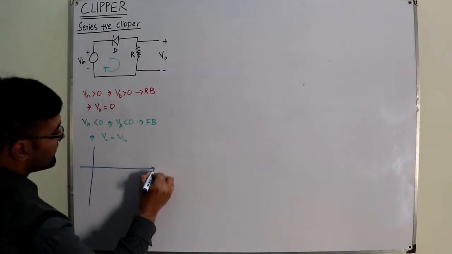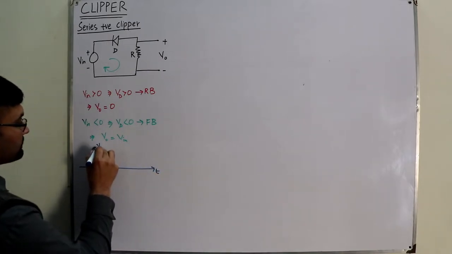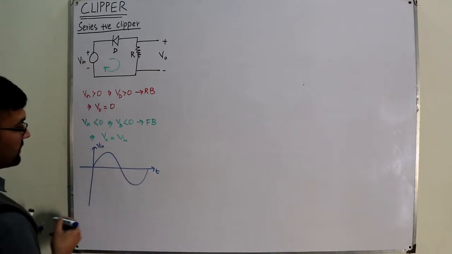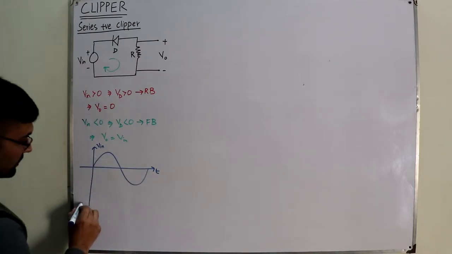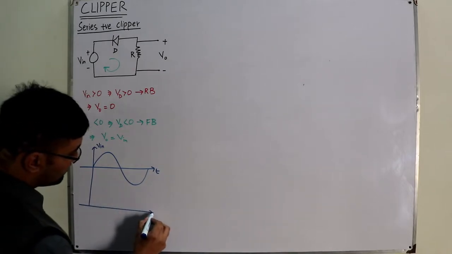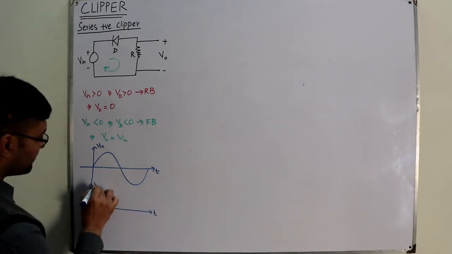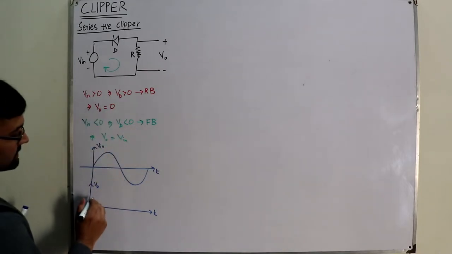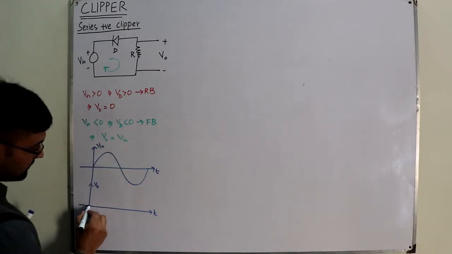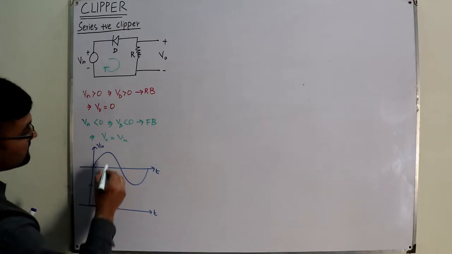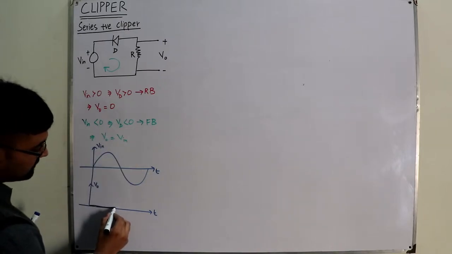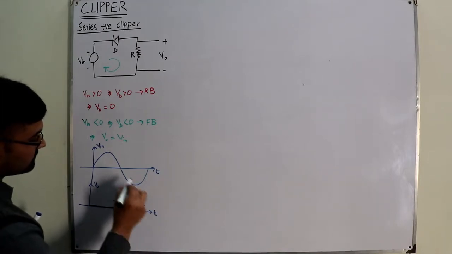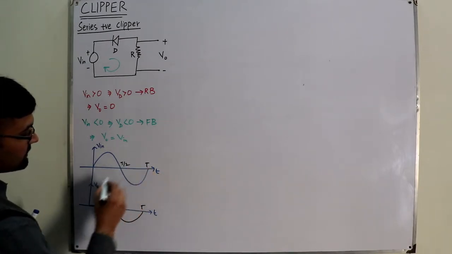Let's say we have a sinusoidal input. You can have any sort of an input. If this is my E input, my V output would be zero for the positive cycle, when V input is greater than zero, and it's V input for the negative cycle. You know this very well.